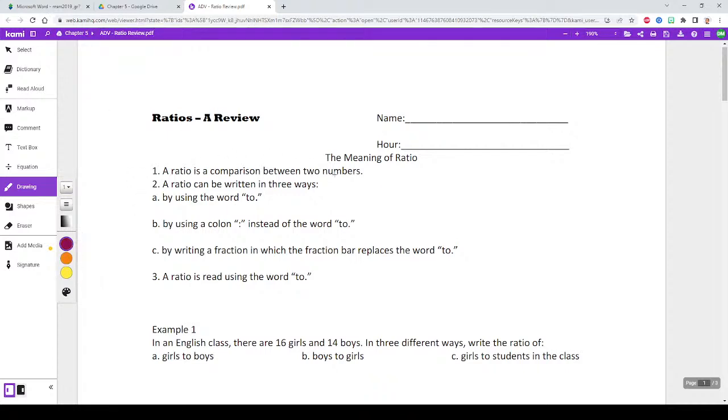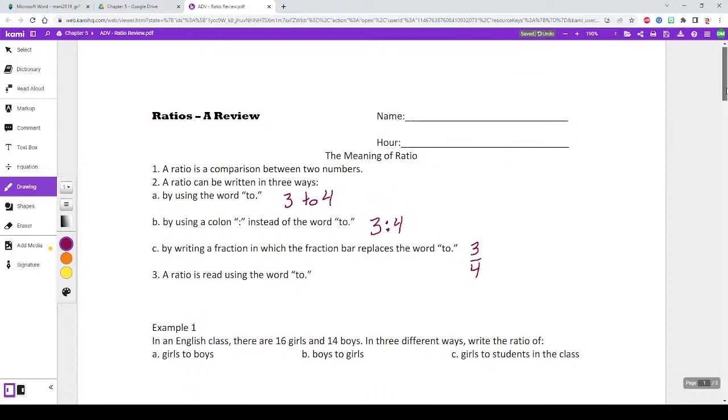A ratio is a comparison between two numbers. A ratio can be written in three ways: by using the word "to," like 3 to 4, using a colon instead of the word "to," so 3:4, or writing a fraction, so it's 3/4. And a ratio is read using the word "to."